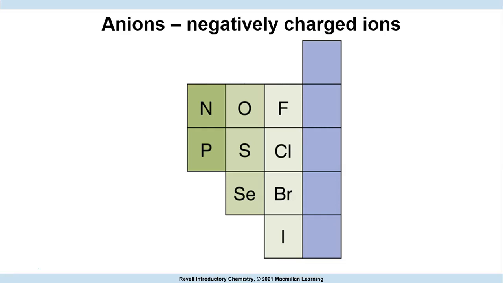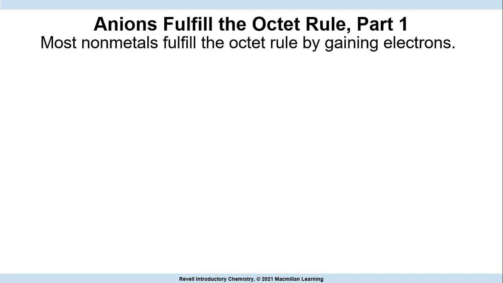Now let's look at the anions. We've looked at the cations. Cations are formed when atoms lose electrons. Now, anions are negatively charged ions, and they are formed when atoms gain electrons. So all metals will form cations, and all non-metals will form anions. What you see here is the p block, which consists of the non-metals, so the non-metals will form anions. Now, anions fulfill the octet rule. As the cations fulfill the octet rule by losing electrons, the anions fulfill the octet rule by gaining electrons.